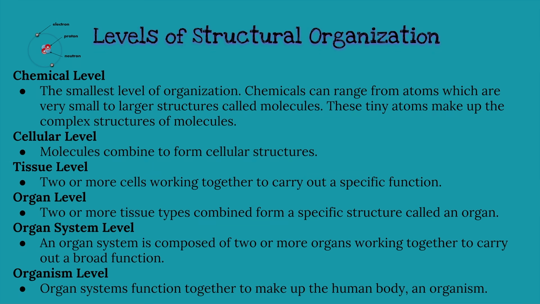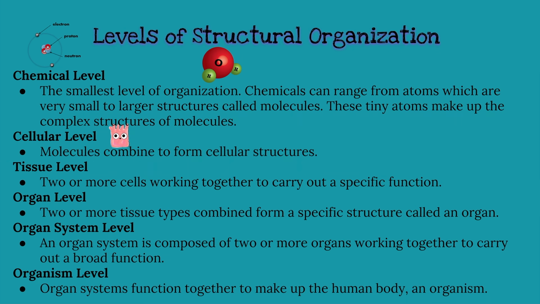These atoms will combine to make larger structures called molecules. Now, depending on the book you have, molecules might be labeled under its own level, called the molecular level, but as long as you know that atoms combine to make molecules, you'll be fine. Now, these molecules will then combine to form cells. This is called the cellular level.